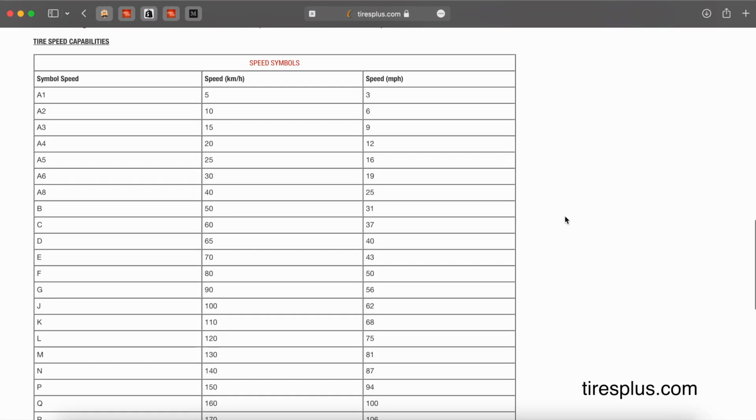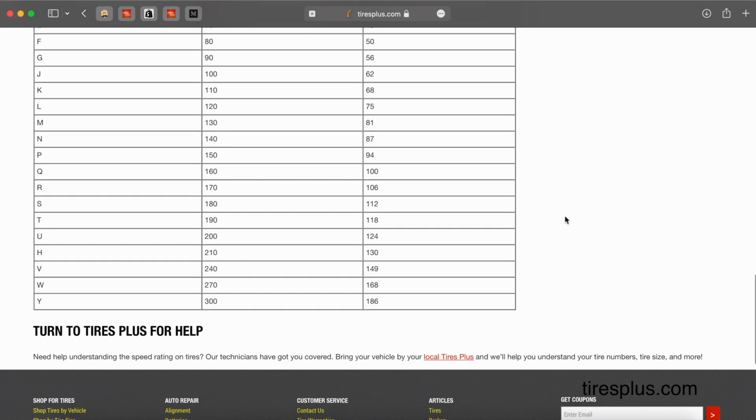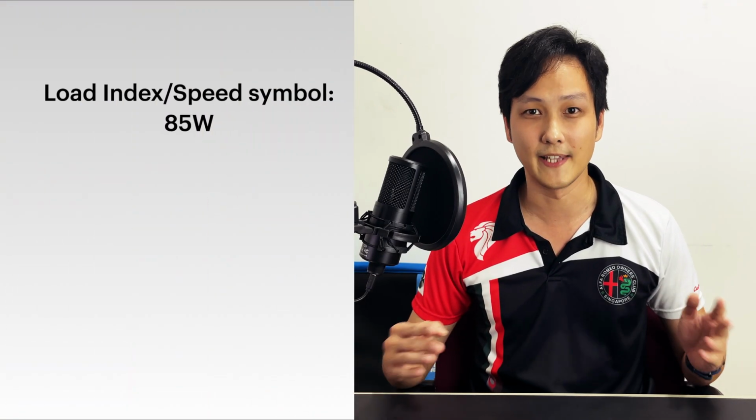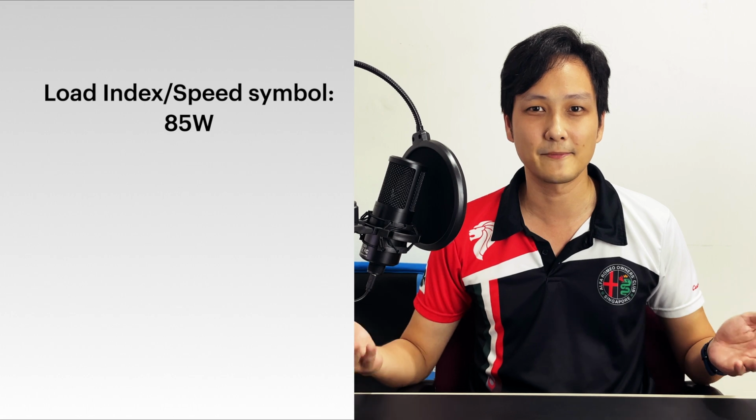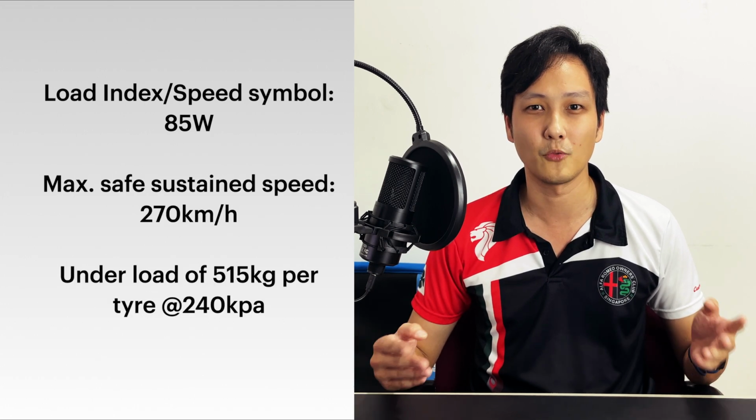So you may have already guessed that the speed symbol indicates the maximum speed that a tire can safely run at. This corresponds to the load index that it is rated for. So like before, you will have to look this up from a table, which I will also link in the description down below. As an example, a tire with a speed symbol of W has a maximum sustained speed of 270 km/h when under load.